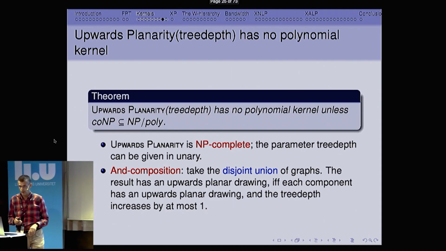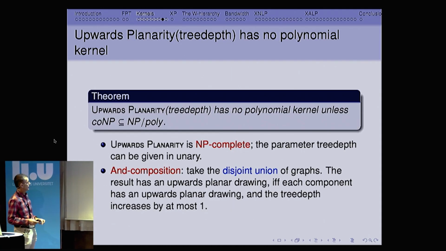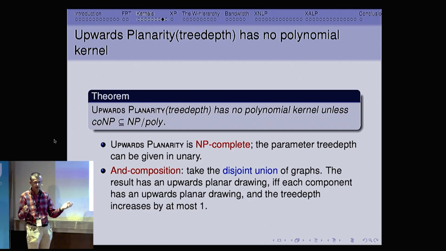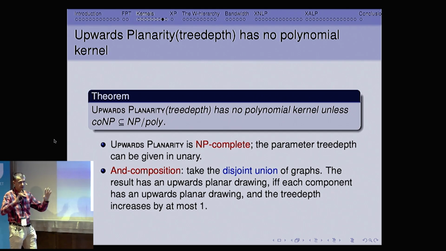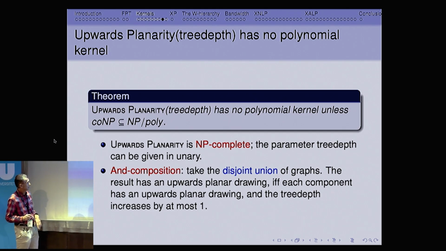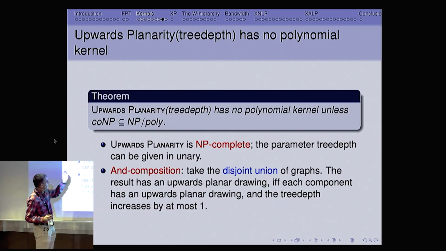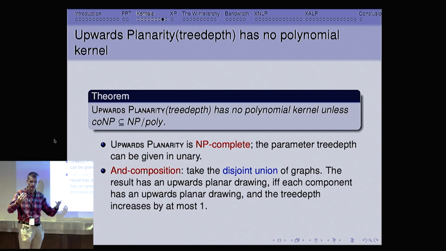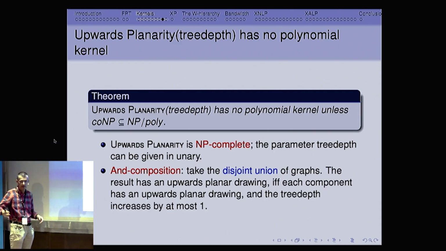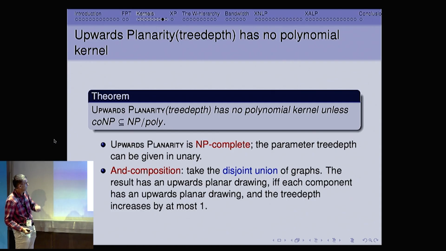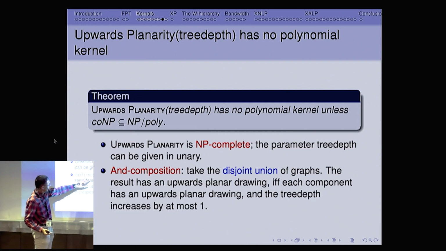So one example of how you can apply this is for upward planarity with the parameter tree depth. I'll just sketch the idea, but the first thing is we need to know two things, namely NP-completeness. Upward planarity is NP-complete, and the tree depth of a graph is at most the number of vertices, so that you can give that in unary. So this is basically the first box checked, and the second is that it's AND-compositional.